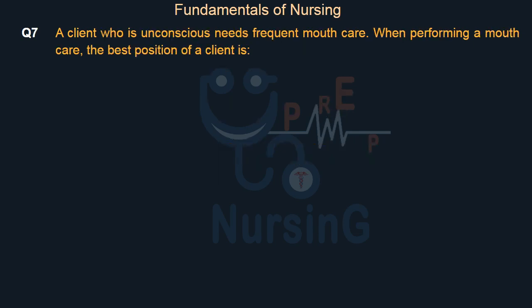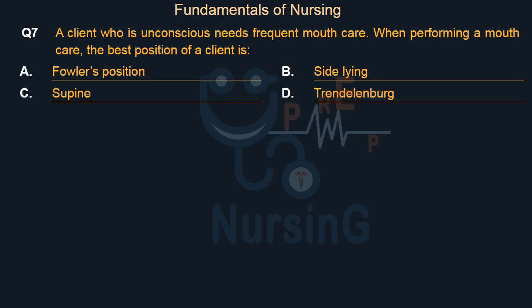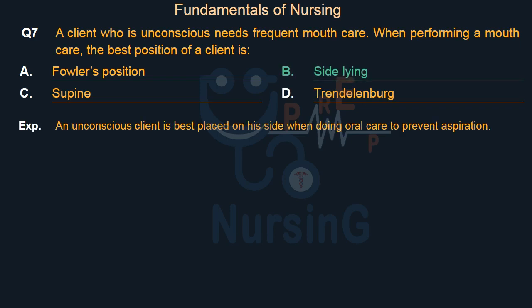A client who is unconscious needs frequent mouth care. When performing mouth care, the best position of a client is Option A. Fowler's position. Option B. Side lying. Option C. Supine. Option D. Trendelenburg. Right answer is Option B. Side lying. An unconscious client is best placed on his side when doing oral care to prevent aspiration.